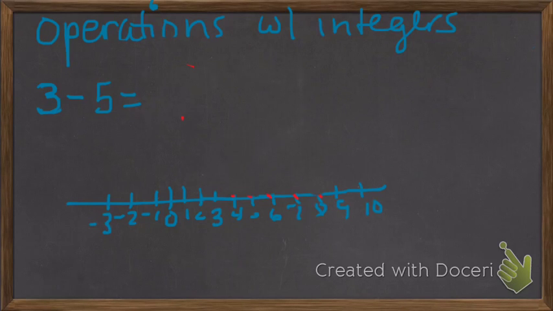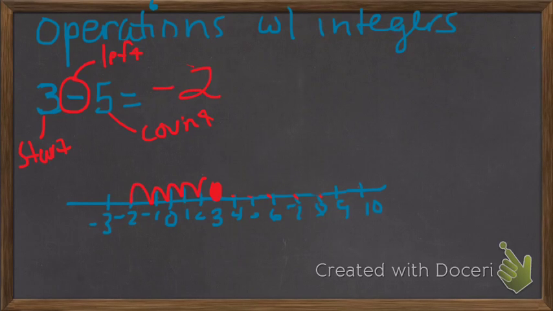3 minus 5. So we're going to start at 3. The negative is going to tell us that we're going to move left, and we're going to count 5. So 5 to the left. So 1, 2, 3, 4, 5. So we're at negative 2.